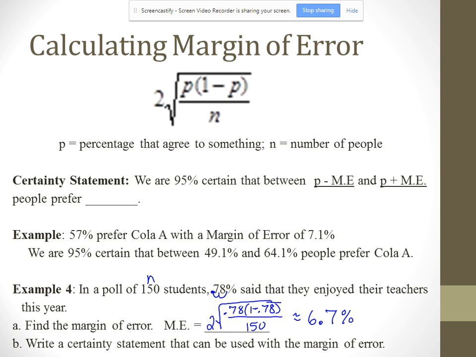Example 4 asks you to find the margin of error. In a poll of 150 students, 78% said that they enjoyed their teachers this year. So 150 students is N, and 78% we have to express as a decimal, 0.78. We plug it into our equation, and we get the margin of error is 6.7%. So we would add that and subtract it to get our certainty statement.